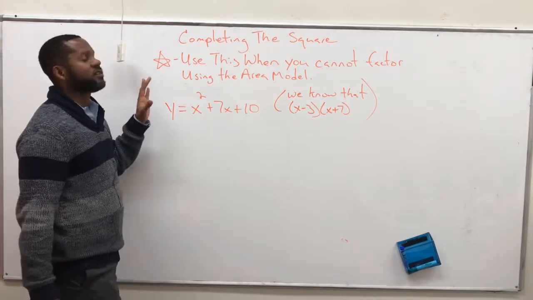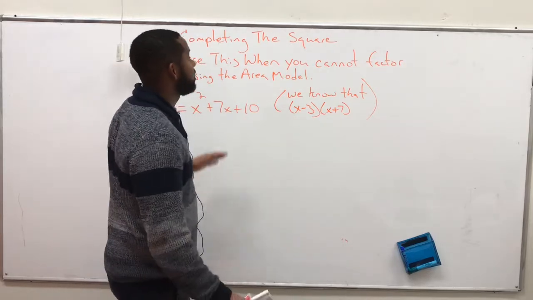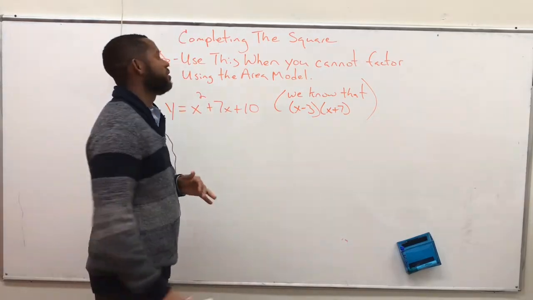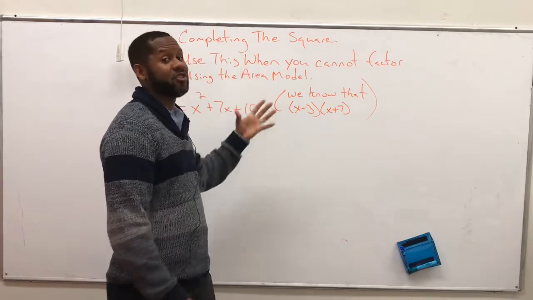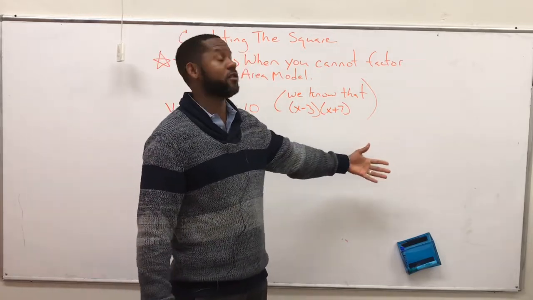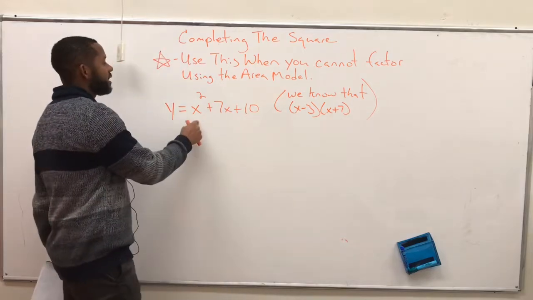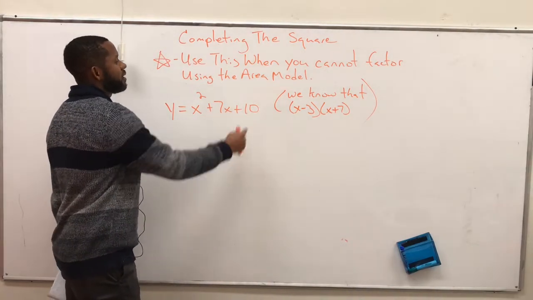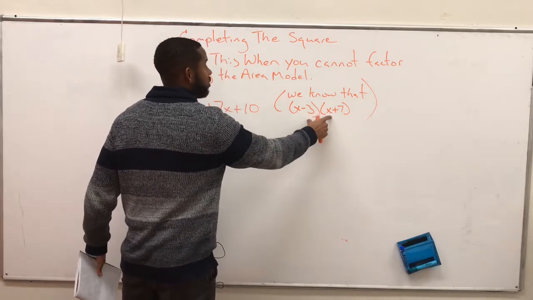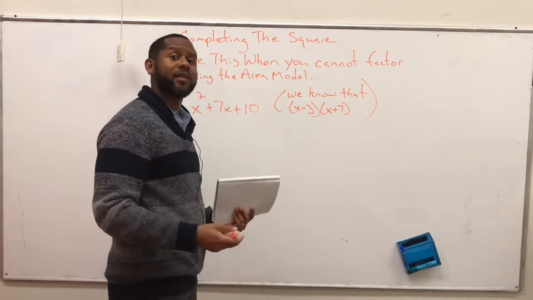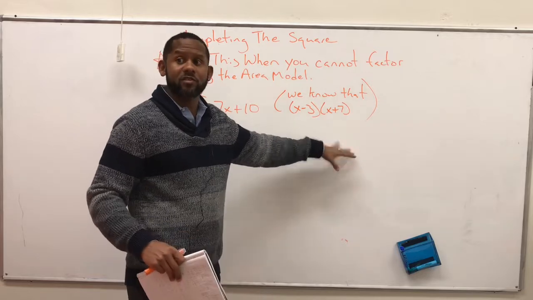Completing the square, part 2. This is a different strategy that you can use when you can't factor using the area model. I'm going to show you how to use this with something that you could factor, so that you believe that it works to begin with. Let's take x squared plus 7x plus 10. We already know, because it was the first problem we did, what this factors to. But we're going to use completing the square to come to the same answer so that you can see that it actually works.